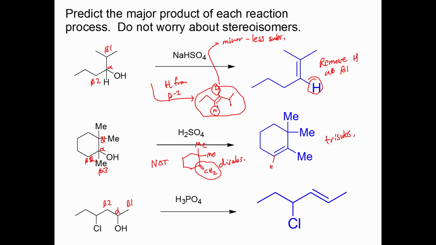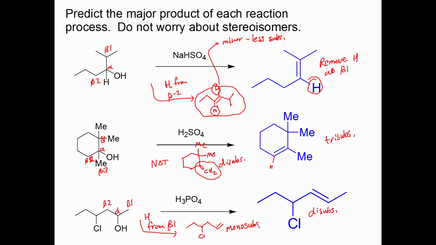If we had removed a hydrogen from beta 1, we would have gotten this, and that would be only a monosubstituted alkene, and this is a disubstituted alkene. So we would prefer to form the alkene to the right, okay, or the blue alkene over the one that I've shown there in red.